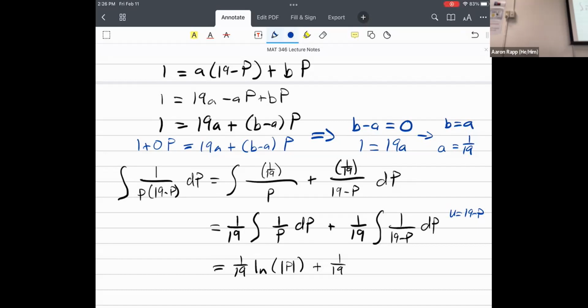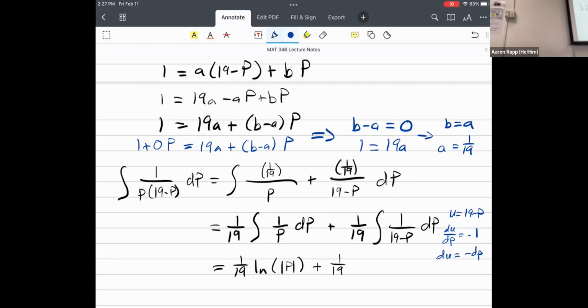Negative 1. Derivative of any constants always 0. So it'll be the derivative of 19, which is 0, minus the derivative of p, and the derivative of p with respect to p is 1. So it ends up being a negative 1, and I get du is equal to negative dp.